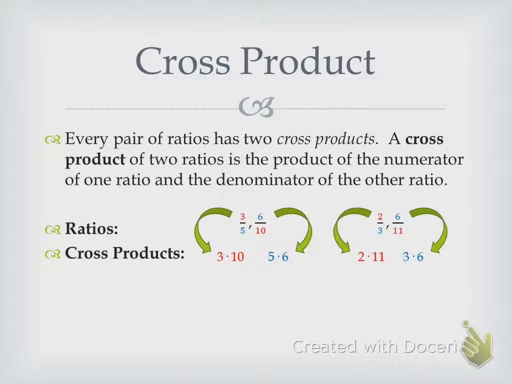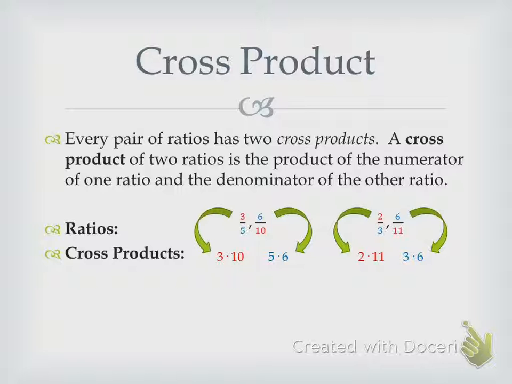All right, so what does cross products mean? You don't have to write this down, but what you see in red here is basically what you're multiplying. You're multiplying the numbers across from each other in a ratio. So 3 times 10 is being multiplied, and then 6 times 5 is being multiplied.